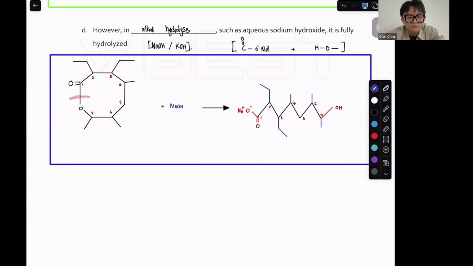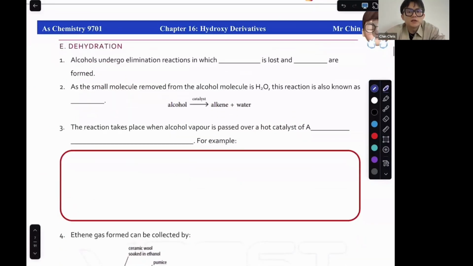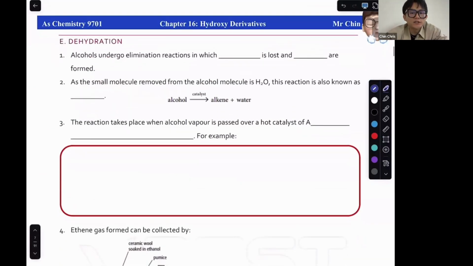Hi guys, please draw it out. Clear everyone? Oh good. Okay, now let's move on. Guys, right now let's move on to dehydration.